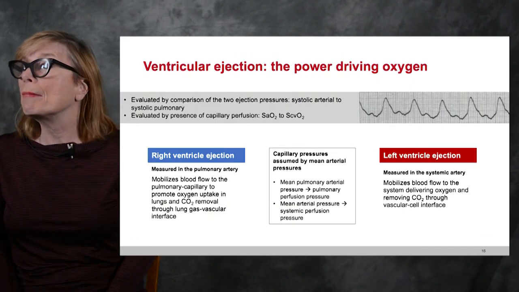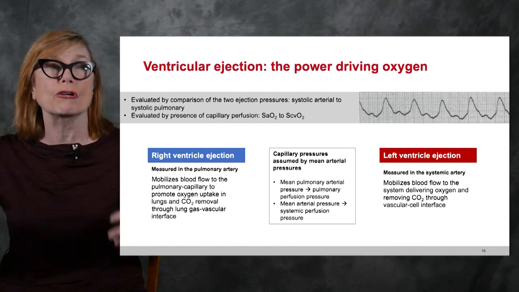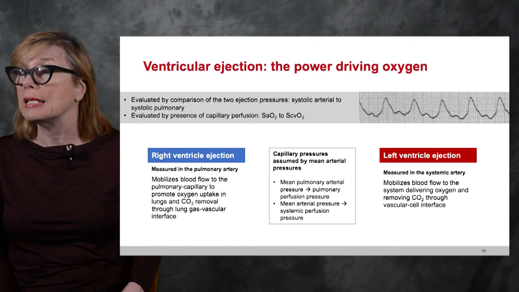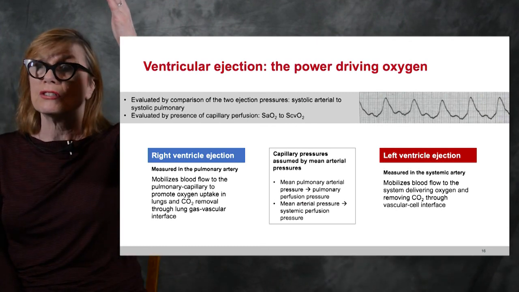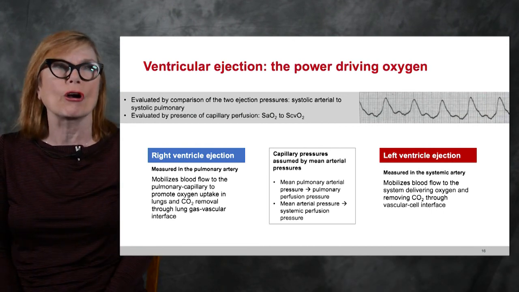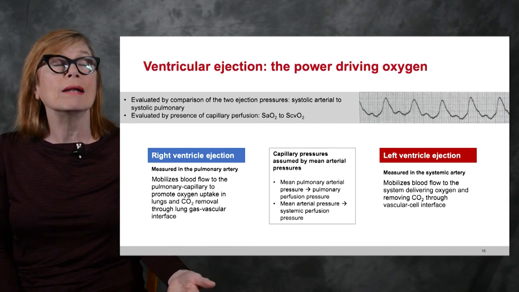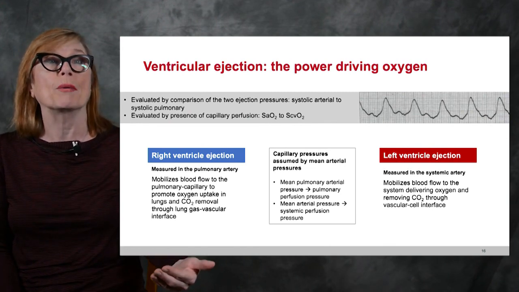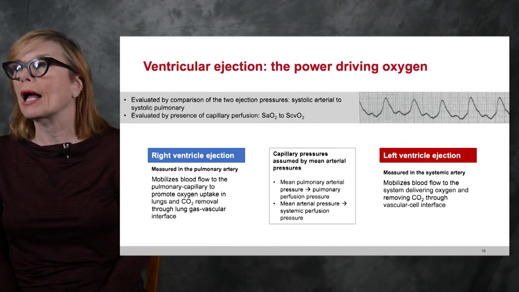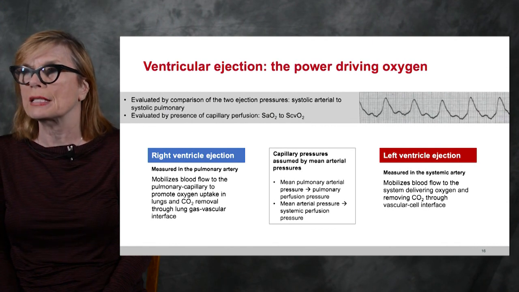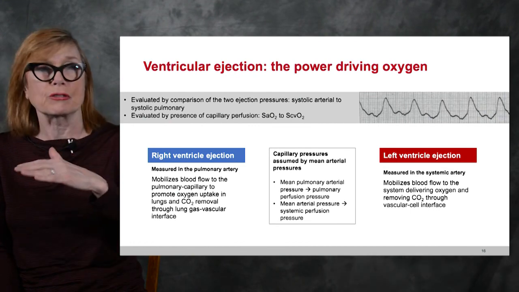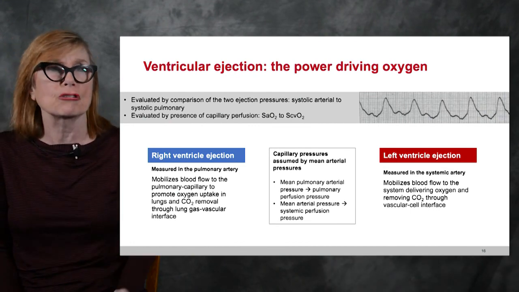Okay. Now remember, ventricular ejection is about the power driving the oxygenated or deoxygenated blood flow. So ventricular ejection is a measurement of both systolic pressure and diastolic pressure. And generally, we're measuring that in the arteries, not in the ventricles. So again, we're looking at arterial pressure with three components: peak systole, diastole, and dicrotic notch, which is the transition between systole and diastole. Right ventricular ejection is measured in the pulmonary arteries. So if you don't have a PA catheter, you're not going to measure that.